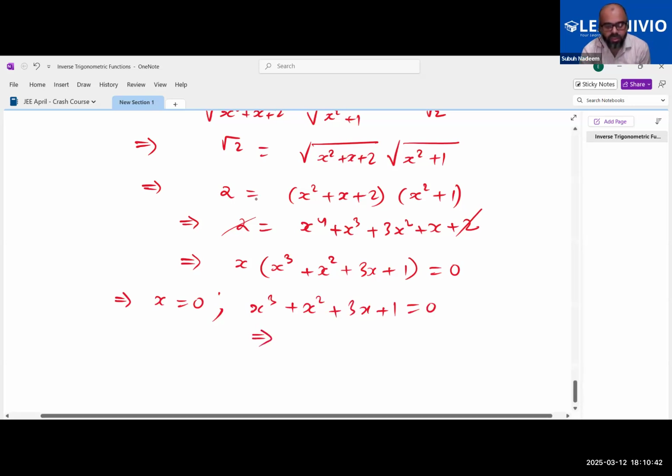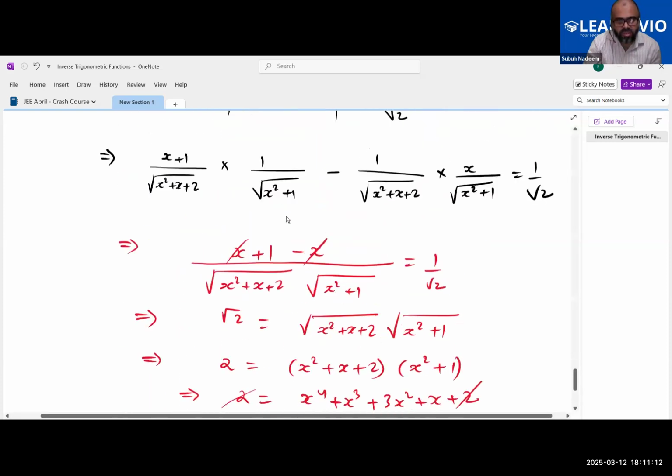Now, how can we solve this? A little bit of hit and trial will be needed here because it is a cubic. So if you put 1 here, that will not serve the purpose. If you put minus 1, then also it will not help. If we put 2 or minus 2, we get minus 8, 4, and minus 6 plus 1, it is not going to help.